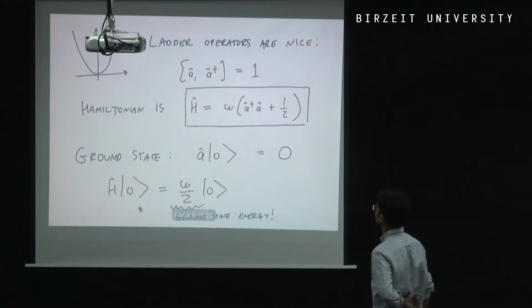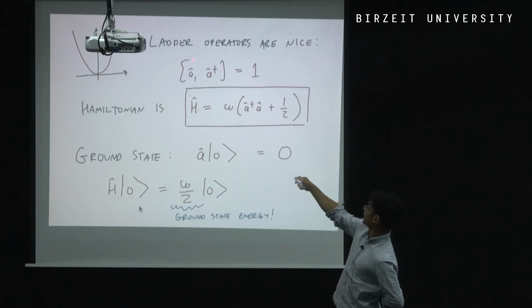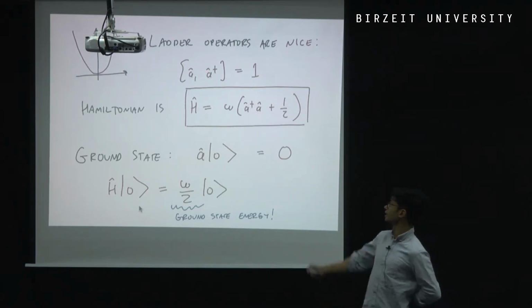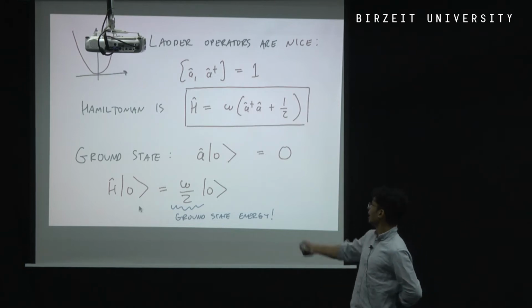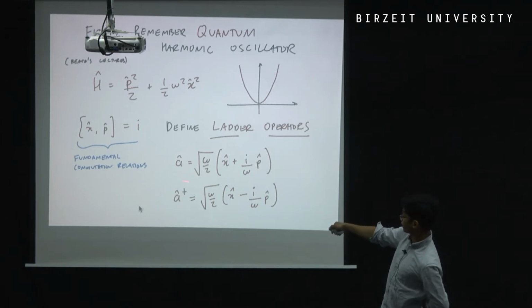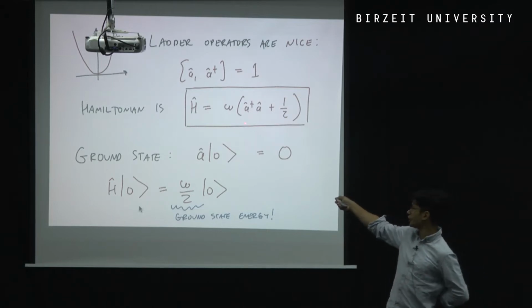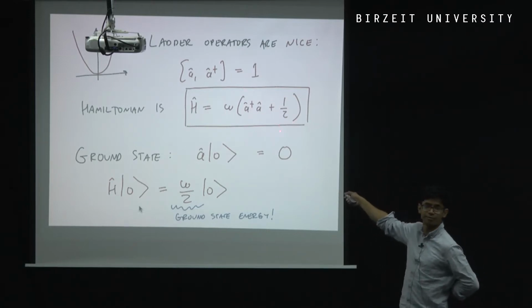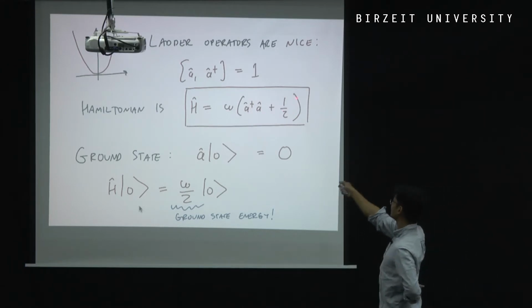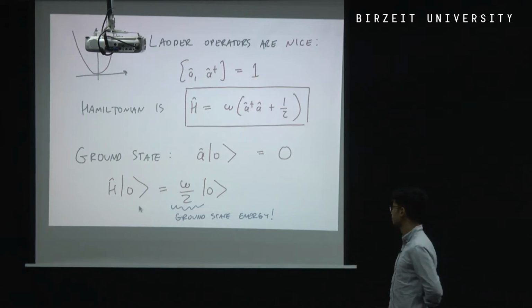And why is that? Well, ladder operators are super nice. The commutator of A and A dagger, so the commutator of the lowering operator and the raising operator, is 1. And if you write this Hamiltonian right here in terms of these raising and lowering operators, you get this: H is omega A dagger A plus half. Is this familiar to people? Good. This is basically the only quantum system we know how to solve. All right, so I'm going to use this to solve the string theory.